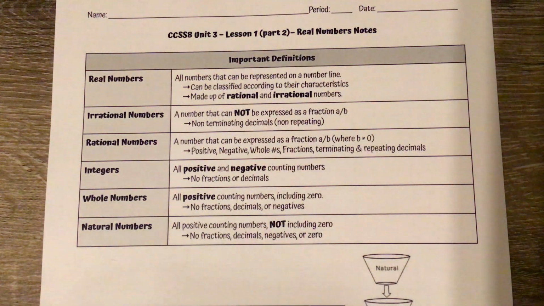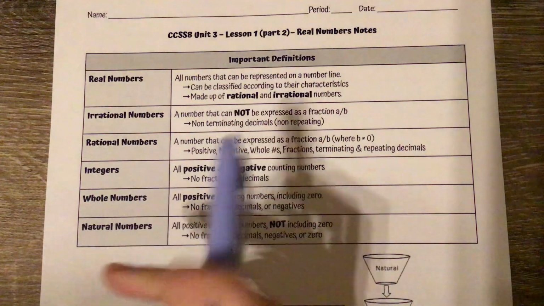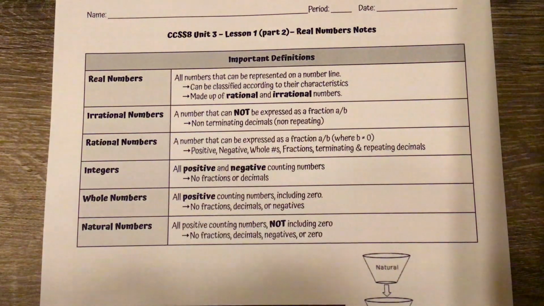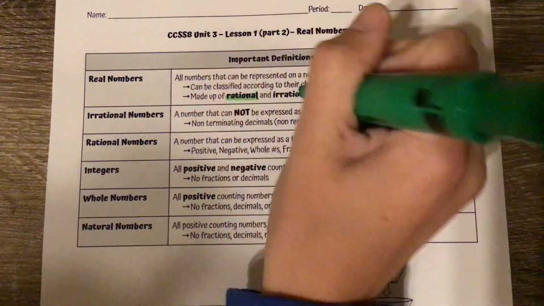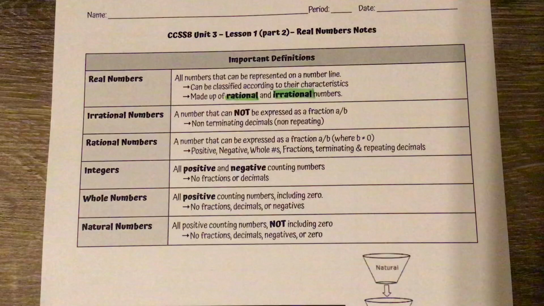So first off, what are real numbers? Real numbers are all numbers that can be represented on a number line. So they can be classified according to their characteristics. They are made up of rational and irrational numbers. So basically, every number that is real. You might be like, well, isn't that every number? In the future, you're going to get into some math courses that talk about imaginary numbers. That's why we kind of define them, real numbers versus imaginary, but we will only be working with real numbers.